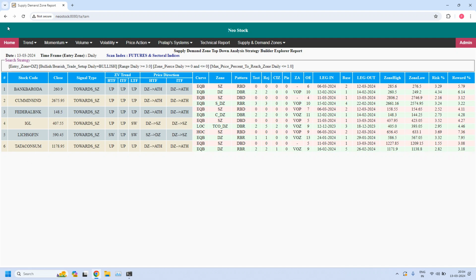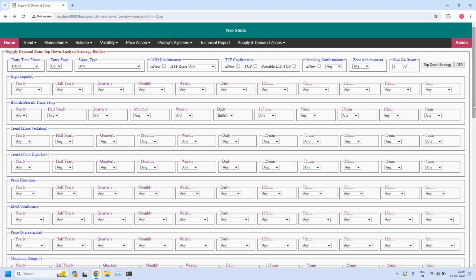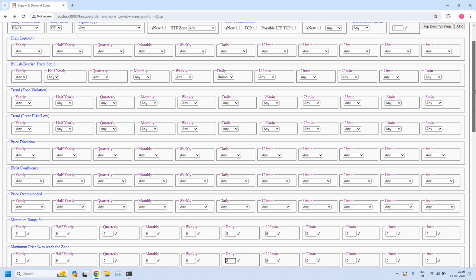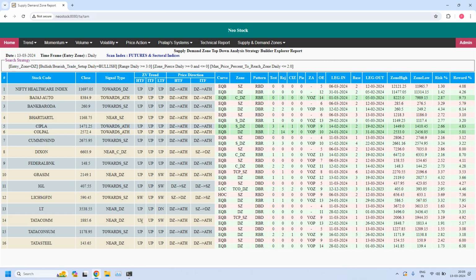That is the reason why let us look for the next list within 2% range. Within 2% close to the demand zone. So in maximum price percent to reach the zone, I am changing the value from 1% to 2%. Now let us filter. Now all the previous stocks plus new stocks you will be getting. Now all these 16 stocks are supporting. They are within 2%, or a few stocks already listed in the previous report are also here.